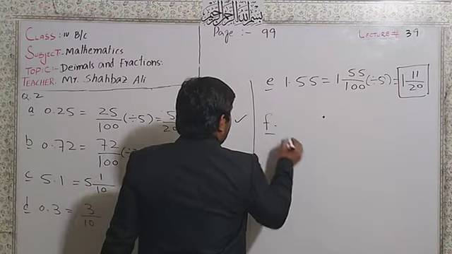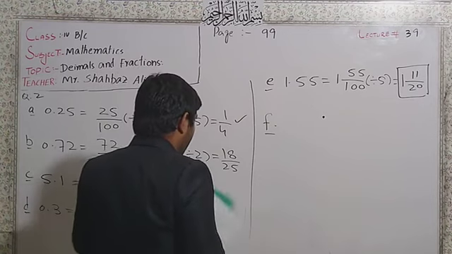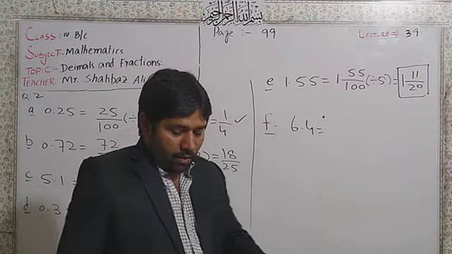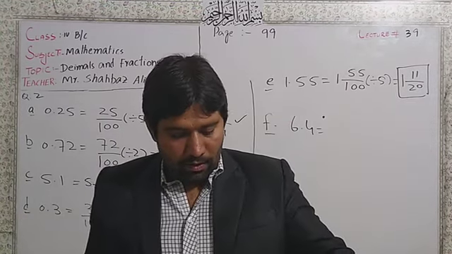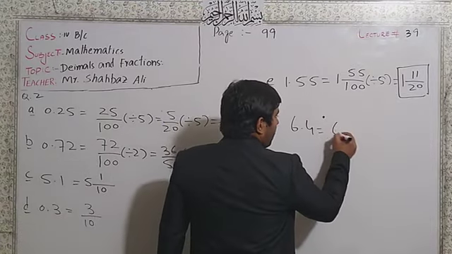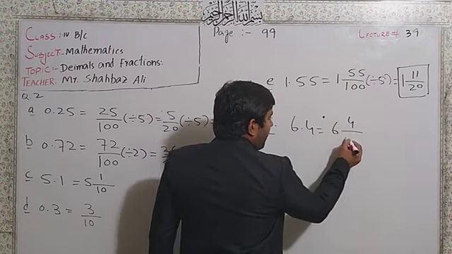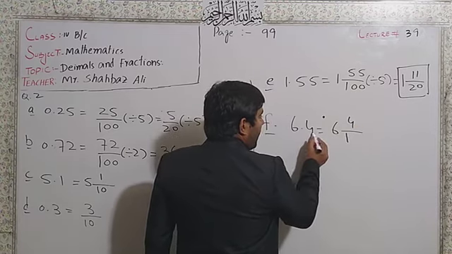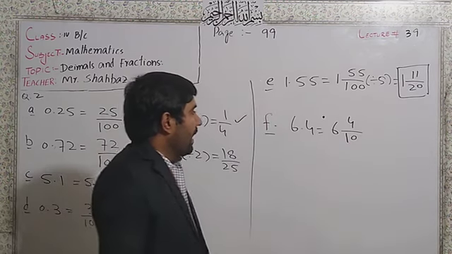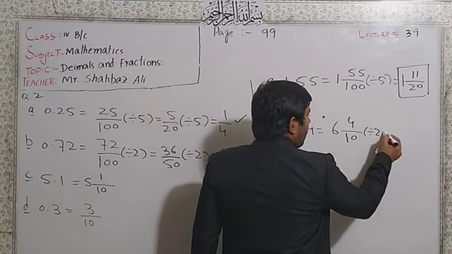Last and final part, F, 6.4. First of all, we change this one. This is whole number. This will be here. This is 4. 4 will be here. This is point. In place of point, we write 1. After point 1 digit, we put 10. Okay. We can further divide 4 and 10 by 2.